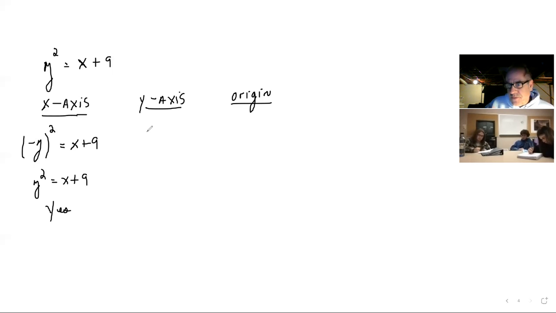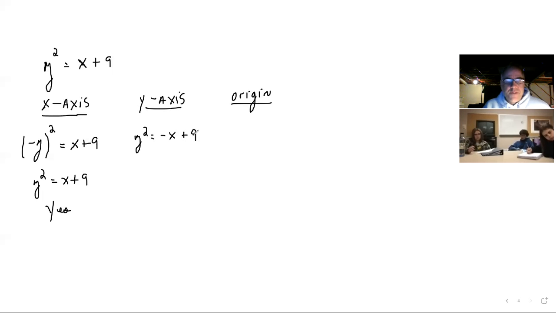Y-axis is going to then be just like we did for x-axis, but now the opposite of x. If I have symmetry about the y-axis, I'm going to be able to put in the opposite of x and then manipulate it back to my original equation. So if I do that, in for x, I put the opposite of x.